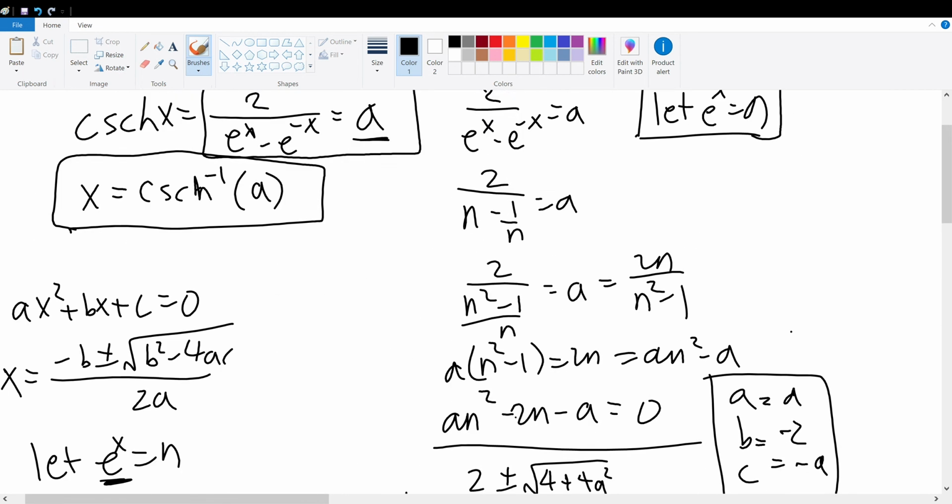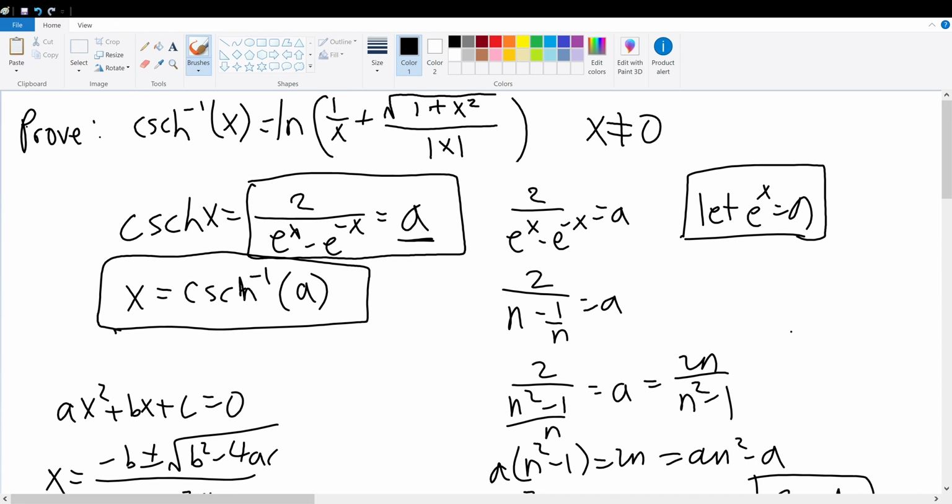Hence, we have proved this equation: the arc hyperbolic cosecant of x is equal to the natural log of 1 over x plus the square root of 1 plus x squared divided by the absolute value of x, with x's range being not equal to 0, wrapping up and concluding our set of formulas for the arc hyperbolic trigonometry.